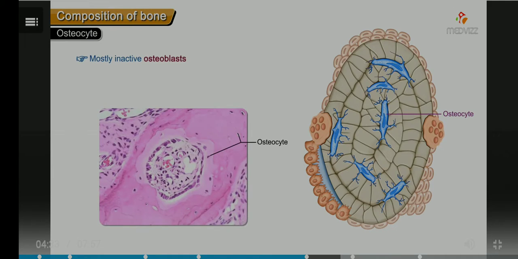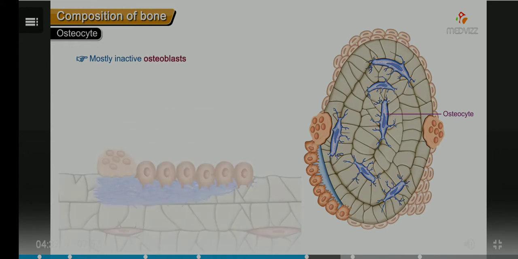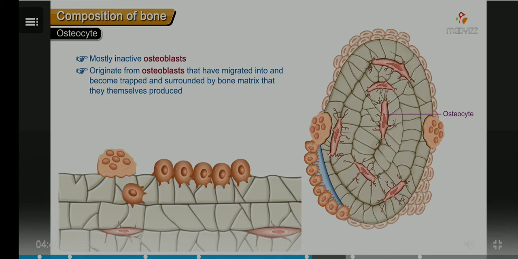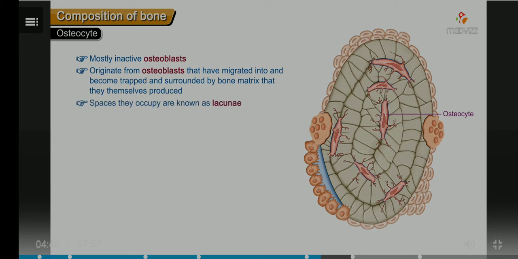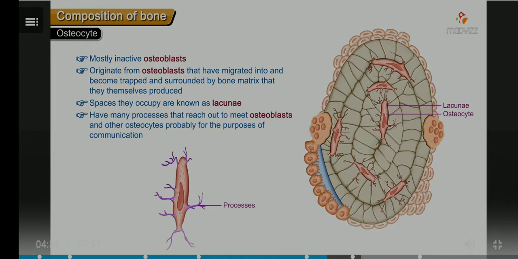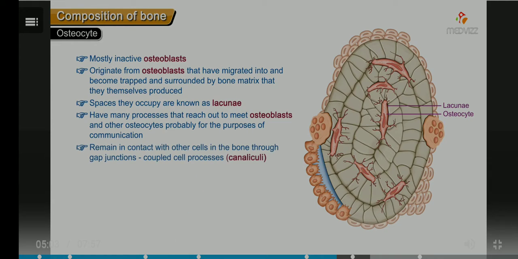Osteocytes. Osteocytes are mostly inactive osteoblasts. The osteocytes originate from osteoblasts that have migrated into and become trapped and surrounded by a bony matrix that they themselves produced. The spaces they occupy are known as lacunae. The osteocytes have many processes that reach out to meet osteoblasts and other osteocytes, probably for the purposes of communication. The osteocytes remain in contact with other cells in the bone through gap junctions via coupled cell processes which pass through small channels in the bone matrix, called canaliculi.